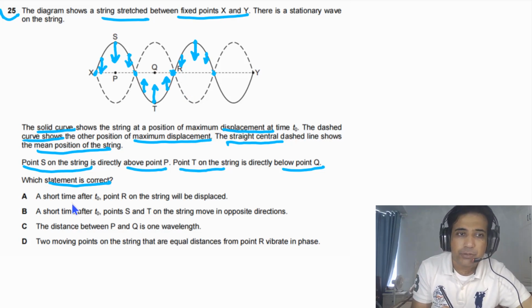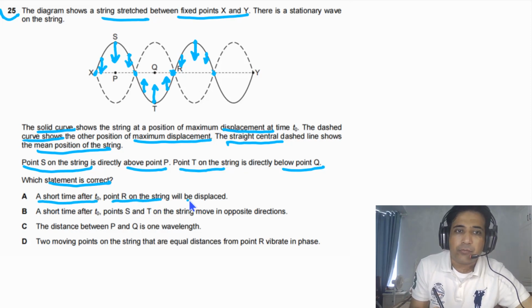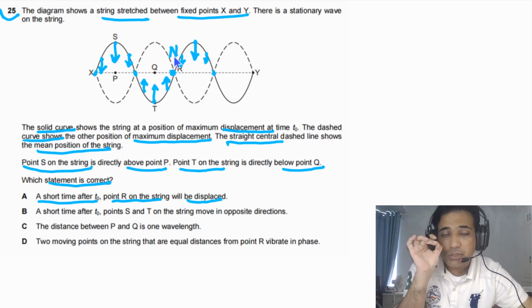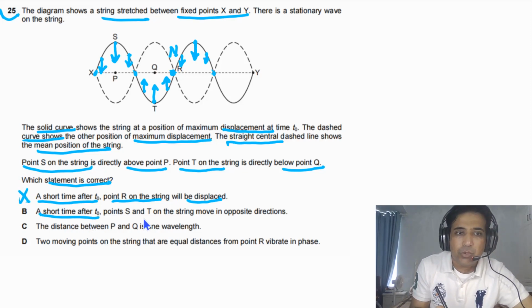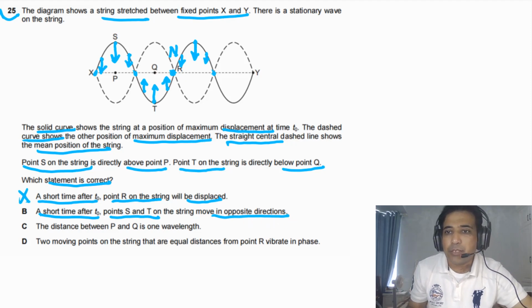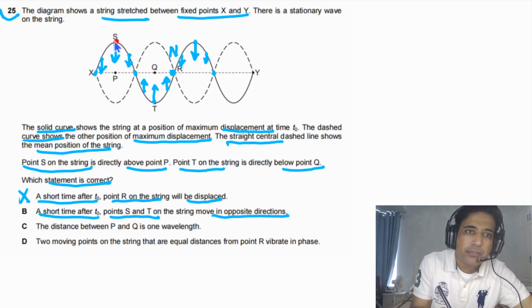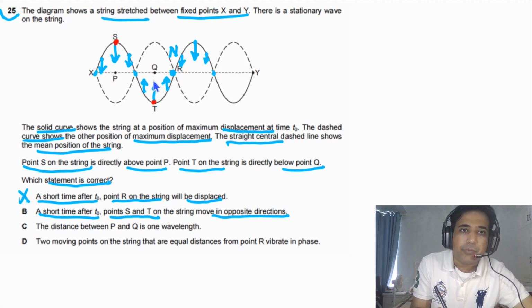Now if you look at the given options, it says a short time after t naught, point R on the string will be displaced. This point is the node actually. Particles at a node just stay at the node because they have zero displacement. So this option is incorrect. A short time after t naught, points S and T on the string move in opposite directions. This one is correct. Point S is moving down, and the particle at point T will be moving up. So they are moving in opposite directions. So option B is correct.